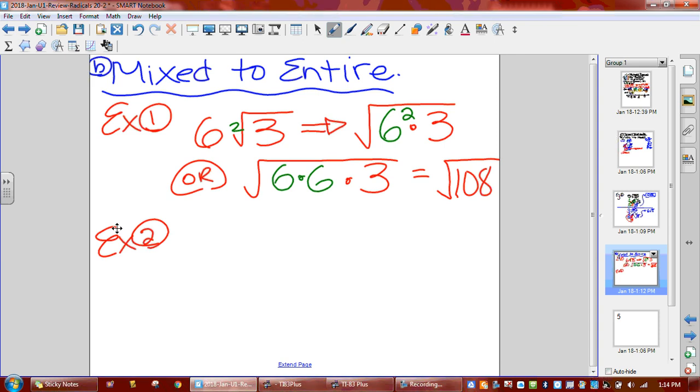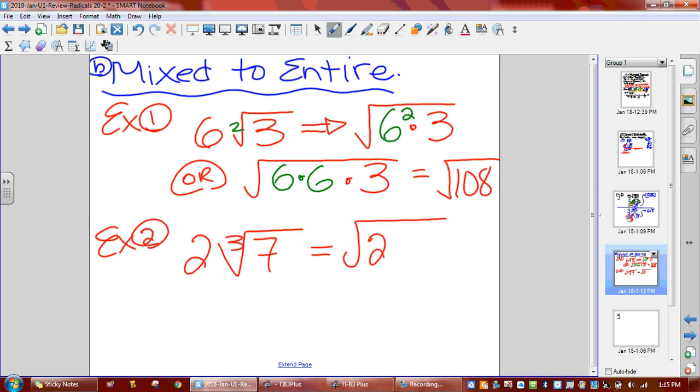So let's go with 2 cube root 7. Now my index, I actually see my index, whereas on the other one, the index hides. So the process is the same. We're going to have 2 cubed times 7. And don't forget to put your cube root sign in there. You need to have that in the check mark part of your radical sign.